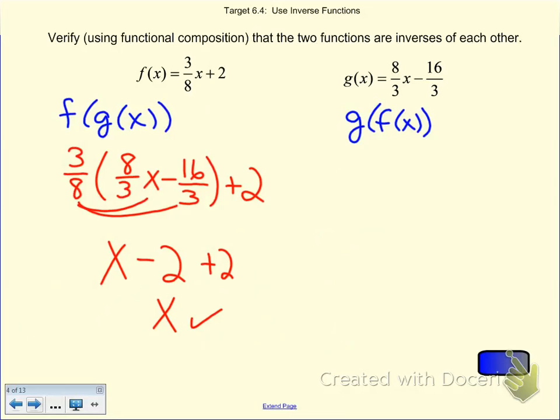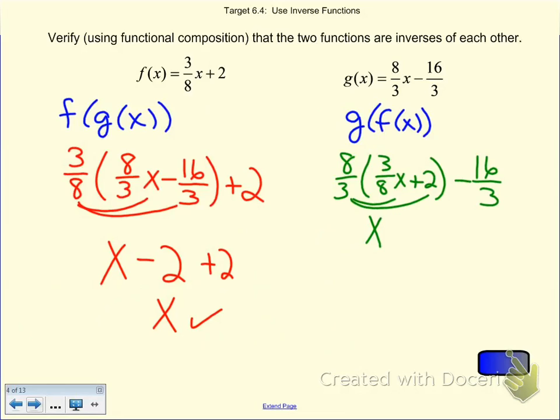This time we're going to be given our g equation, and we're going to plug in the f function into that. So 3/8 x plus 2, and then minus 16/3. We distribute out: 8/3 times 3/8 x gives us just 1x, and then 8/3 times 2 gives us 16/3, and then minus 16/3. 16/3 minus 16/3 cancels out, and we are just left with x.